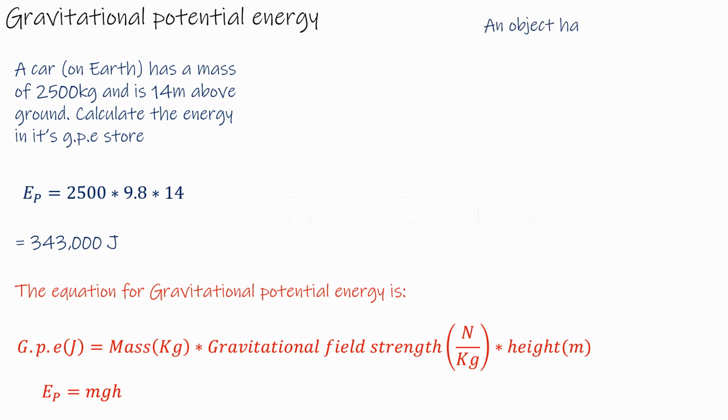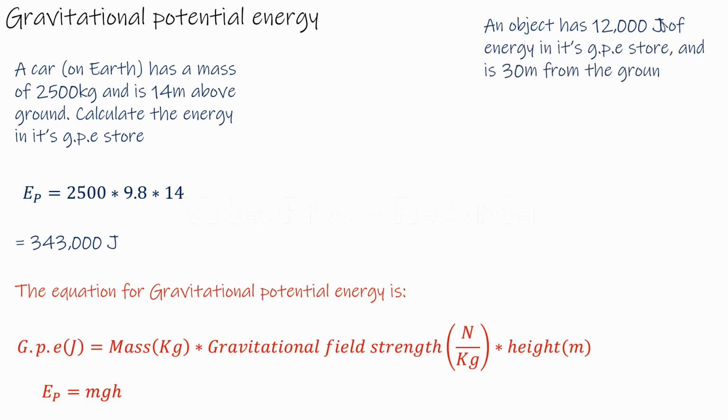An example of another question here. This one's a little harder as it requires a bit of rearranging. So this time we are told that an object has 12,000 joules of energy in its gravitational potential energy store and is 30 meters from the ground. And again, this object is on Earth. So we are now asked to calculate the mass of this object.